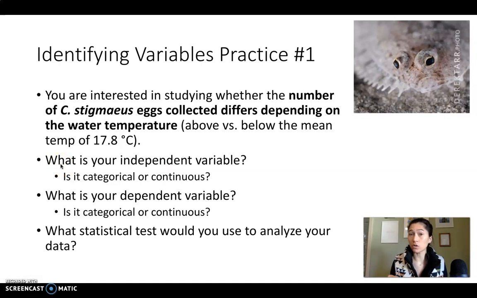So what I want you to do is think about what is the independent variable for this data set, and is it categorical or continuous? What is the dependent variable? Is it categorical or continuous? And what statistical test would you use to analyze your data? So again, I'll give you some time to think about that first on your own while I sit here and stare at my computer quietly.